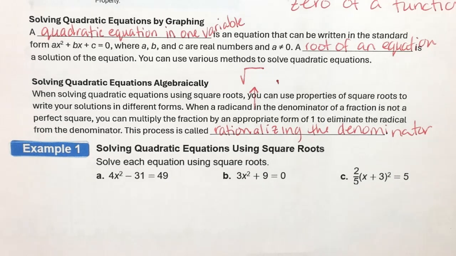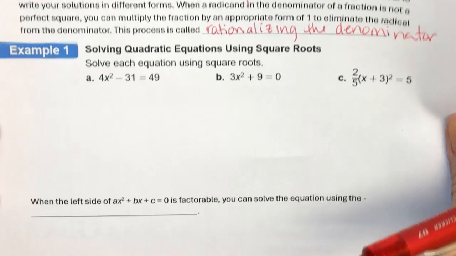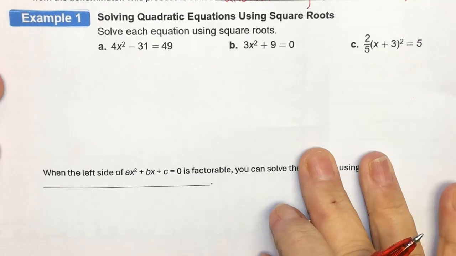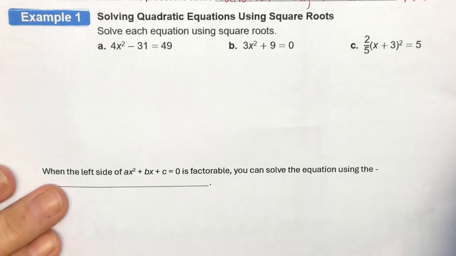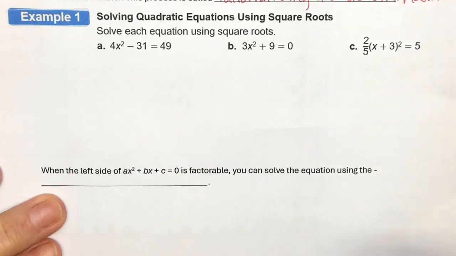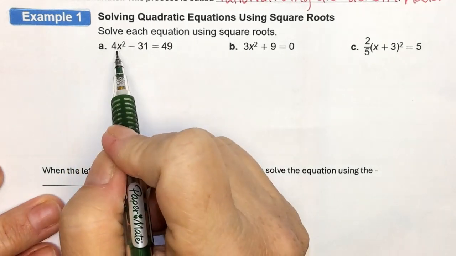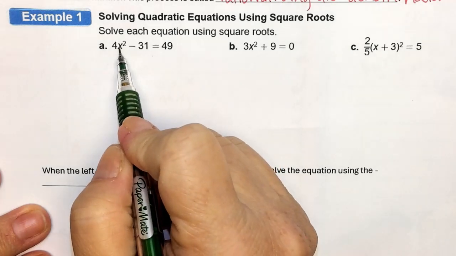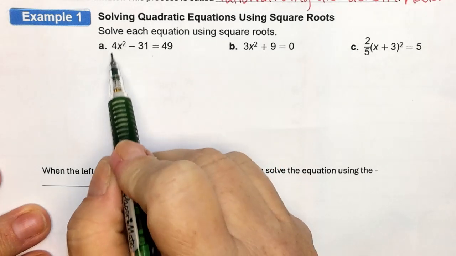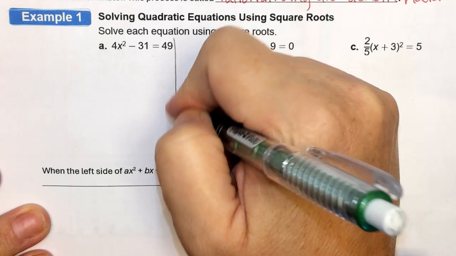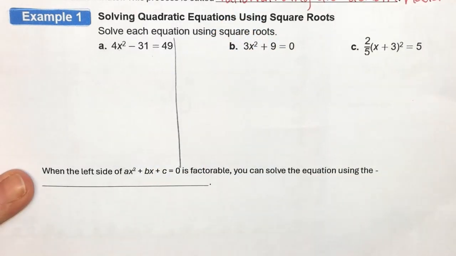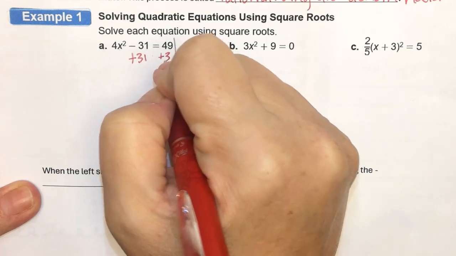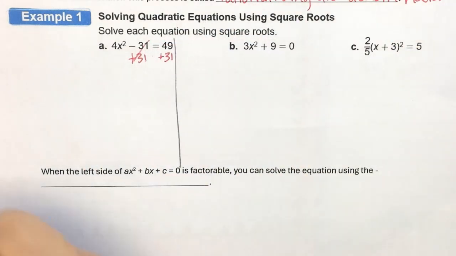All right, so let's dive right into solving equations using square roots. If you don't remember how to solve with square roots, then you need to watch an extra video. Our goal is to get x by itself. So how would we get x by itself? If you said add 31 to both sides, you are correct. So we're going to add 31 to both sides.